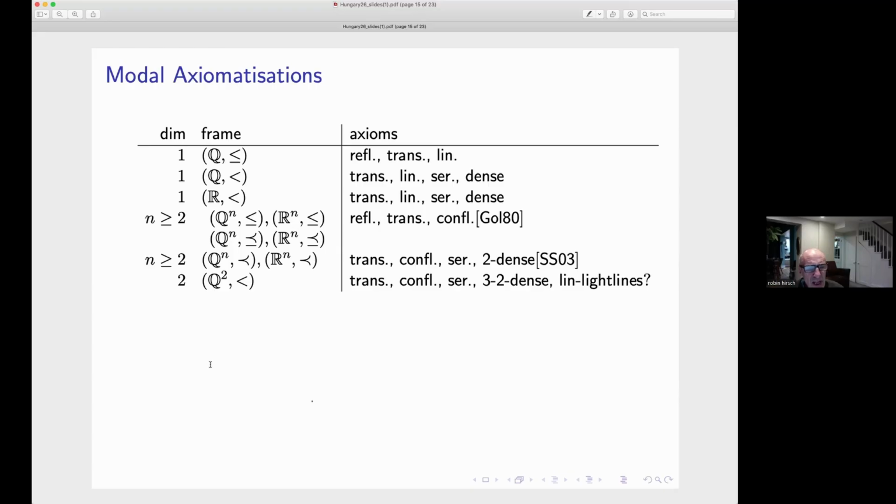If you look at the two-dimensional irreflexive reals where you go up to the speed of light, and this proof hasn't been written up, I told you this is incomplete work, but I conjecture, let's say, that the axioms of transitivity, confluence, seriality, density, and light lines have to be linear. These are all modal axioms, and they may be complete.